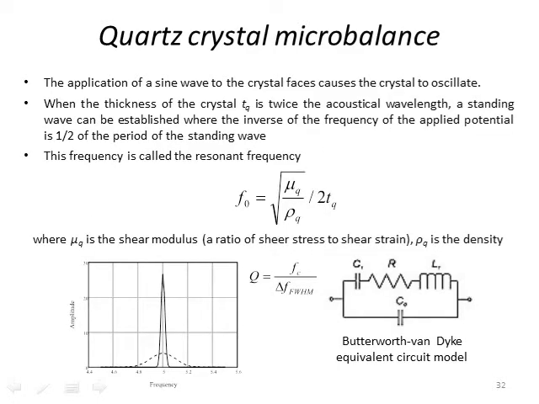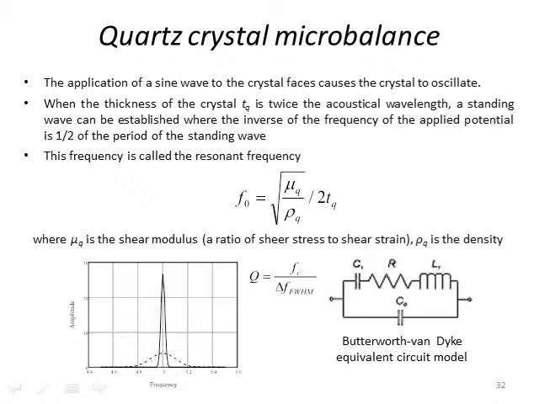Now, in a quartz crystal microbalance sensor, we apply a sine wave to the crystal faces, and this causes this shear mode oscillation in the crystal. And essentially, you generate a resonant frequency, F0, that can be represented as a square root of the shear modulus ratio and the density of the quartz crystal divided by 2 times the thickness of the quartz. And this can be modeled quite precisely by this simple equation.